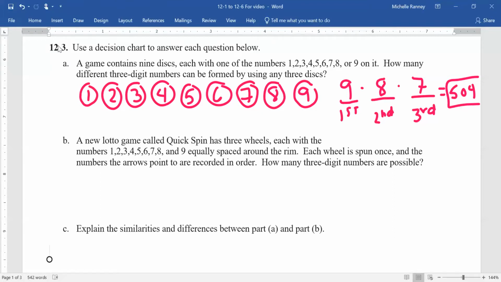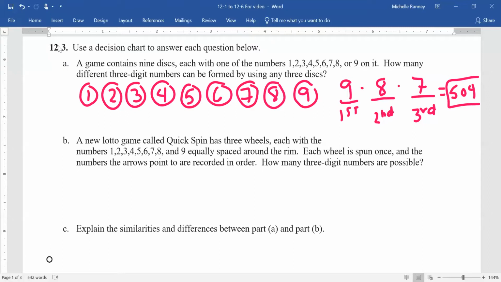So now we're going to do the same on letter B. Again, I'm going to read it and then you guys are going to try to set it up. A new lotto game called Quick Spin has 3 wheels with the numbers 1, 2, 3, 4, 5, 6, 7, 8, and 9 equally spaced around the rim. Each wheel is spun once and the numbers the arrows point to are recorded in order. How many 3-digit numbers are possible?